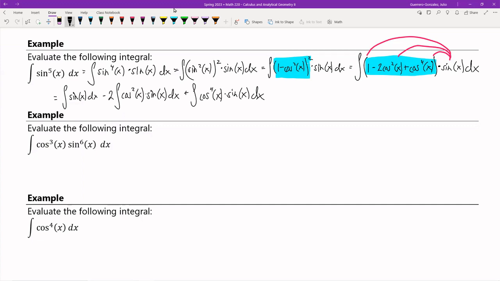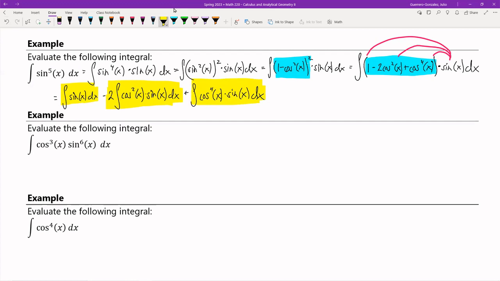Okay, now notice what happened. Each one of these integrals separately is much more manageable. This one is a standard integral: the integral of sine is negative cosine. This one requires u substitution, which can easily be done. And then this one also requires u substitution, which can easily be done.